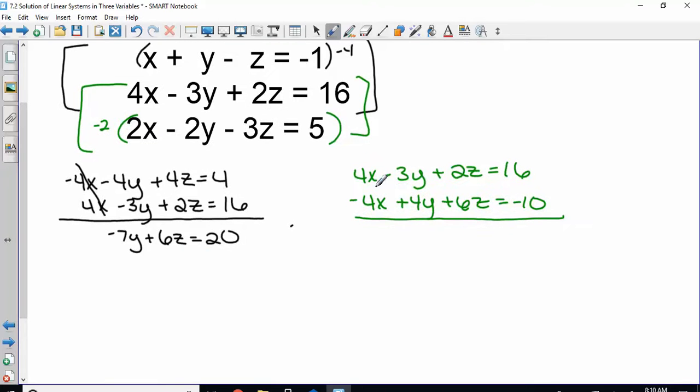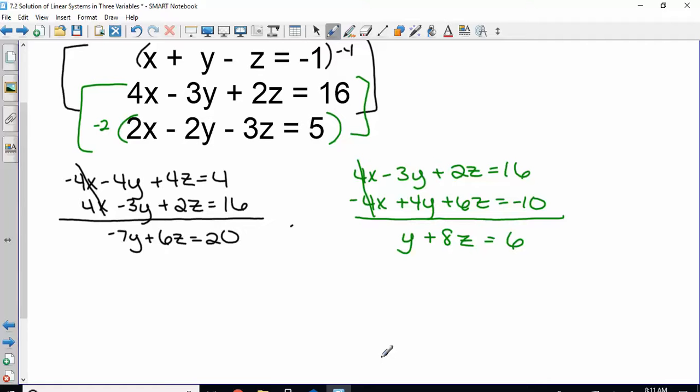So we add those. 4x and -4x cancel. -3y plus 4y is just a y. Plus 8z equals 6. Now what we have are 2 equations, and they both have the same 2 variables, y and z. So this is kind of where our problems picked up last week. We started with a system with 2 equations, so we need to either do substitution or elimination here.